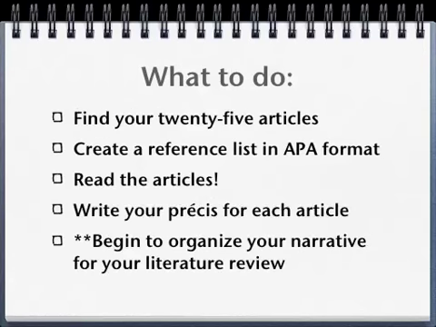So the question now, what to do? Find your 25 articles, create a reference list in APA format, read the articles, write your précis for each article, and then begin to organize your narrative for your literature review. In other words, as you get through them, you should start seeing the flow of your overall literature review. If you think back to the video that we did on literature reviews, the whole 1, 2, 3, 4, 5, 6, 7, you should be able to start seeing those things as you go through these articles.